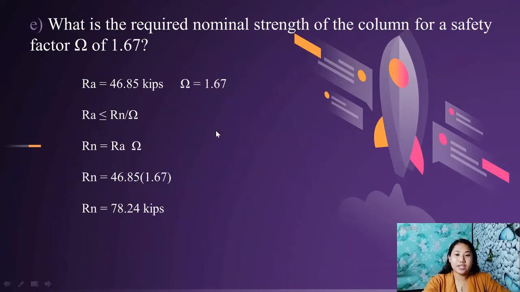Then, letter E, what is the required nominal strength of the column for a safety factor of 1.67? We get the required strength is 46.8 kilopascal. Then our safety factor is given, 1.67. Then we have our formula. Then we have to equate to get our nominal strength. So we substitute the given values, then we get the nominal strength, which is 78.24 kilopascal.